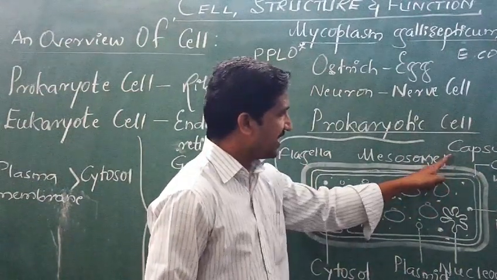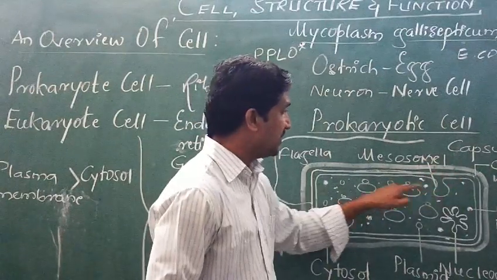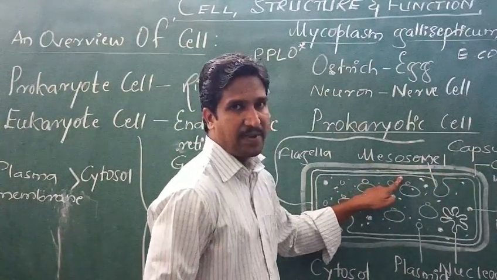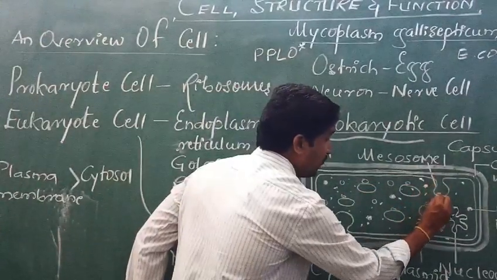Right? Whereas the second comes the cell wall. It is a non-living thing. Right? Whereas the third one is the plasma membrane. And this plasma membrane has an inner infold.